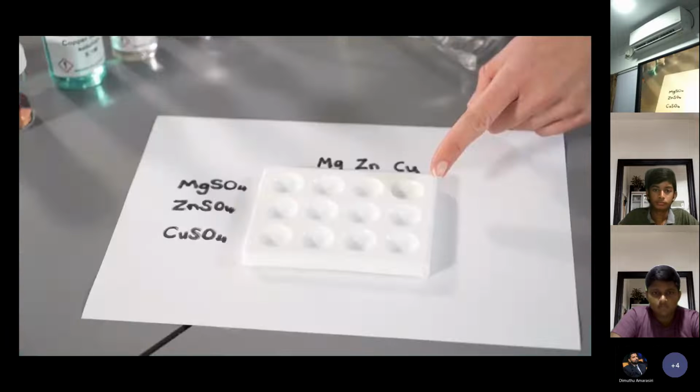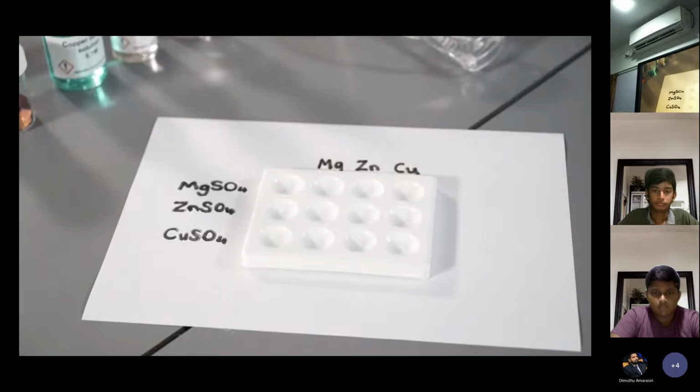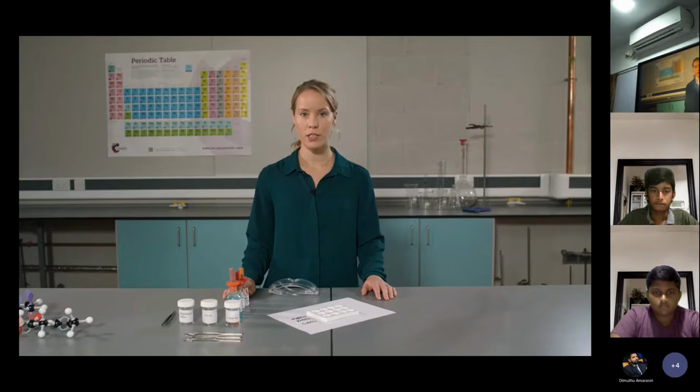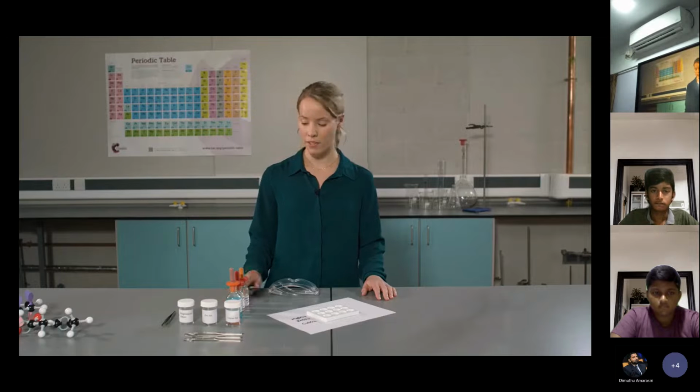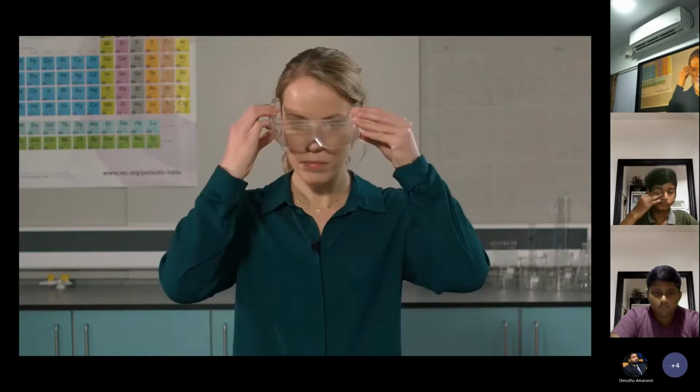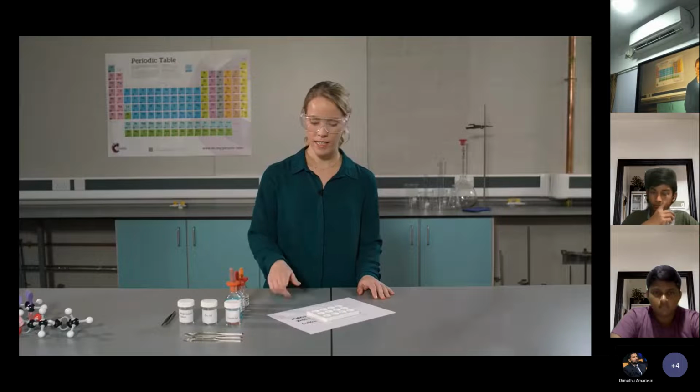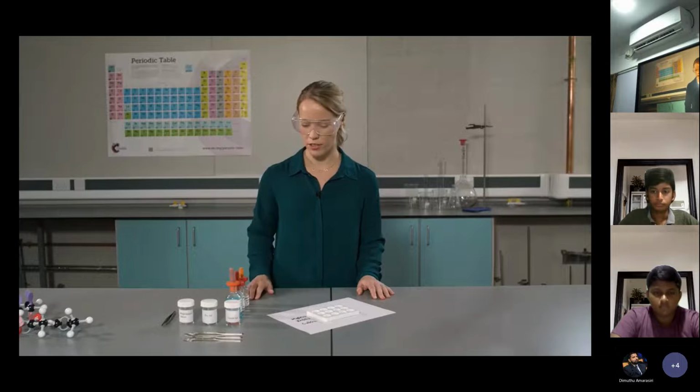In this reaction, I'm going to use this spotting cone. I've added labels to this piece of paper so it is easier to know where I'm putting each solution and each metal. Using a dropping pipette, I will add a small amount of each solution to 2 of the depressions. Before I start, I must put eye protection on. I'm going to add magnesium sulfate to the first row.